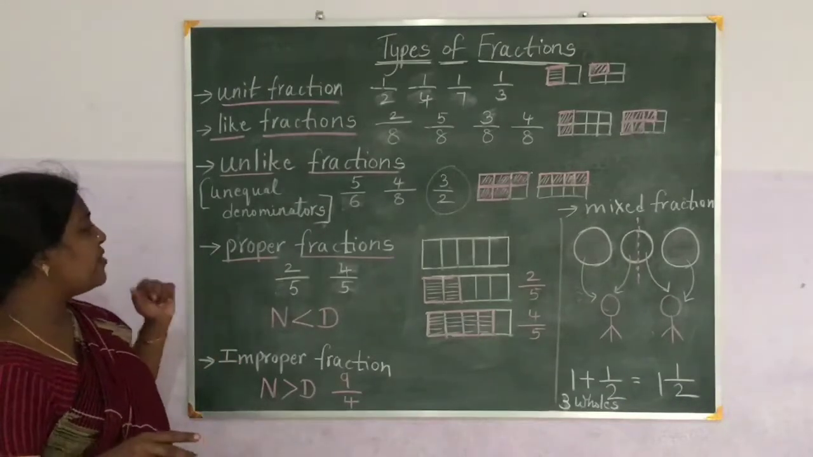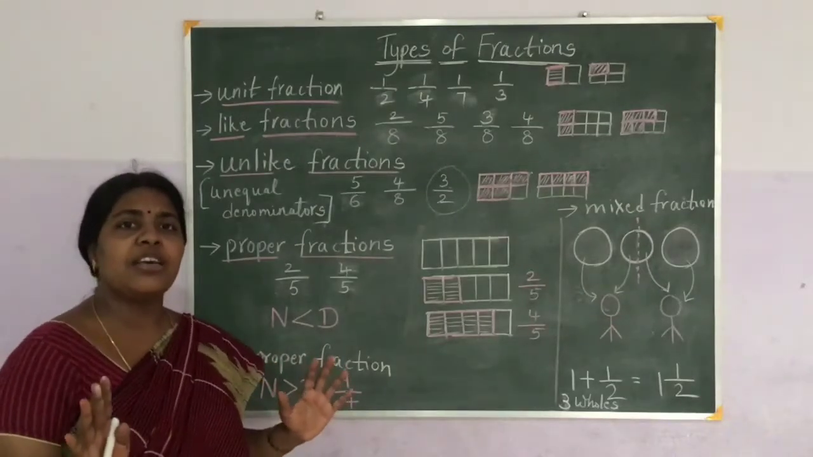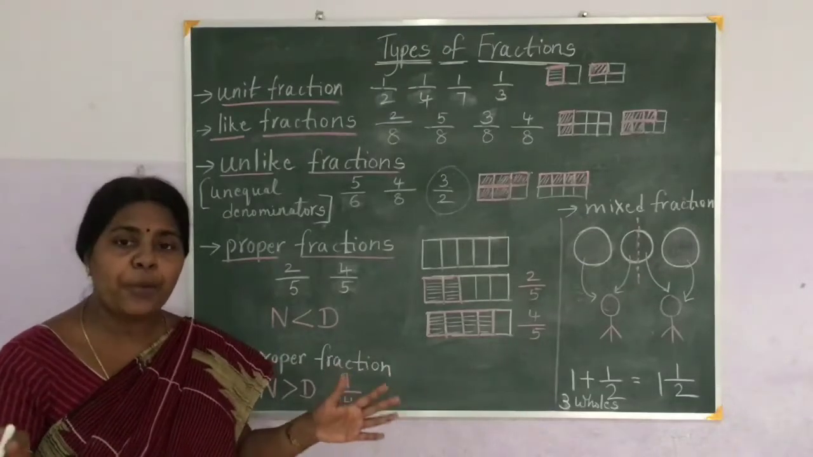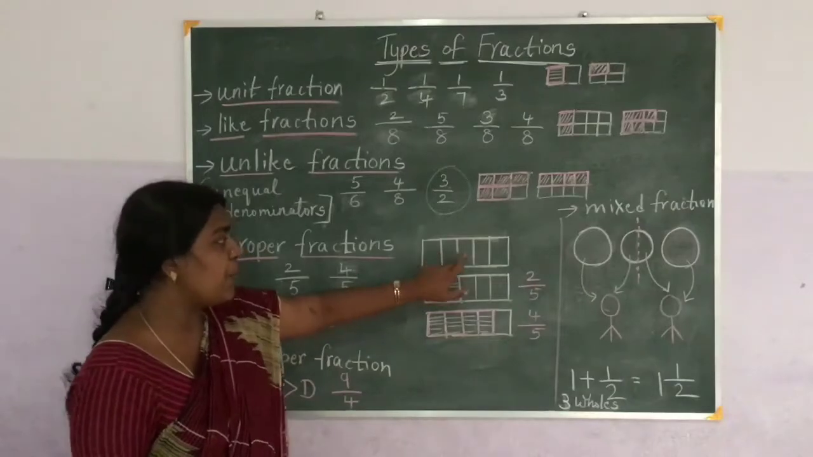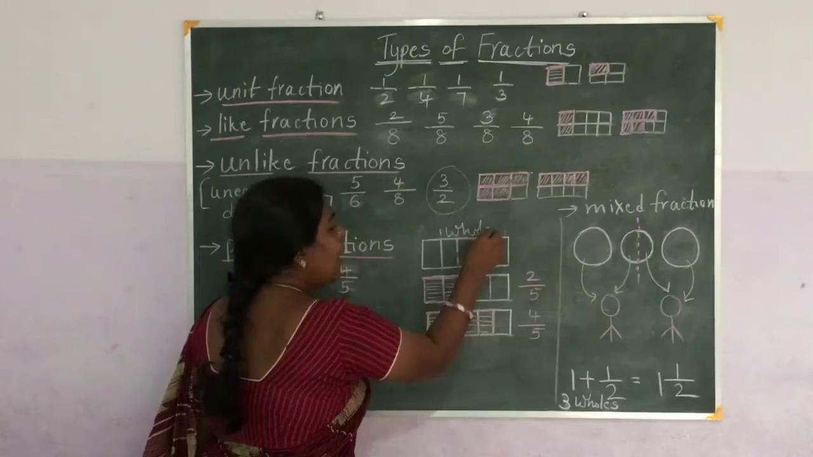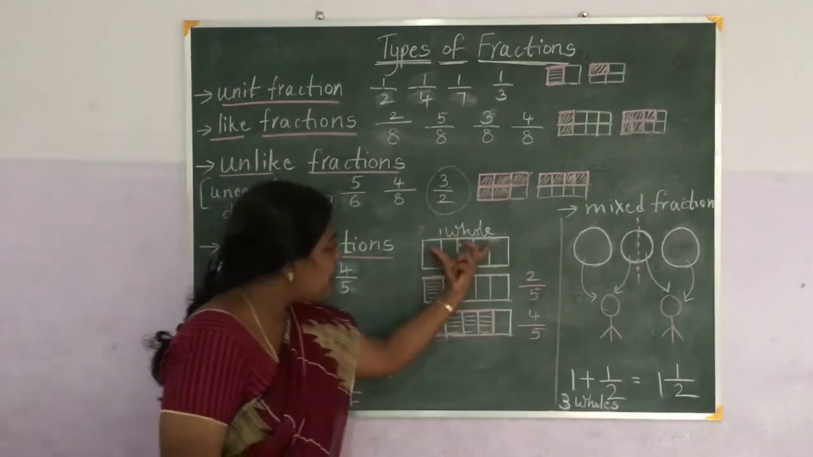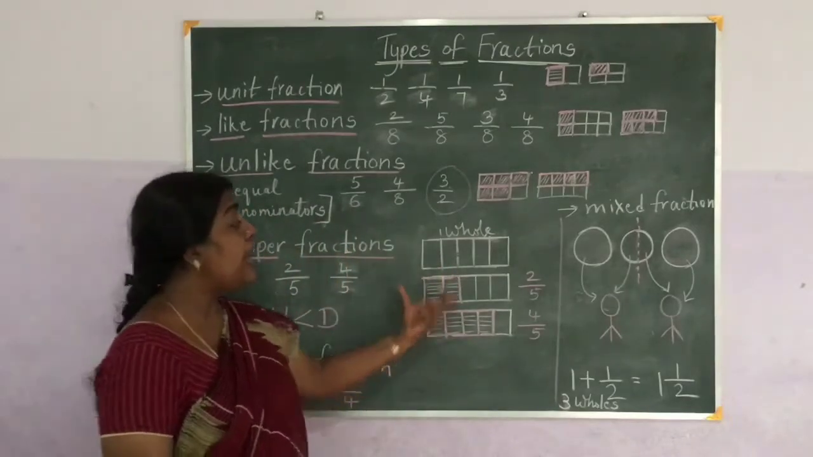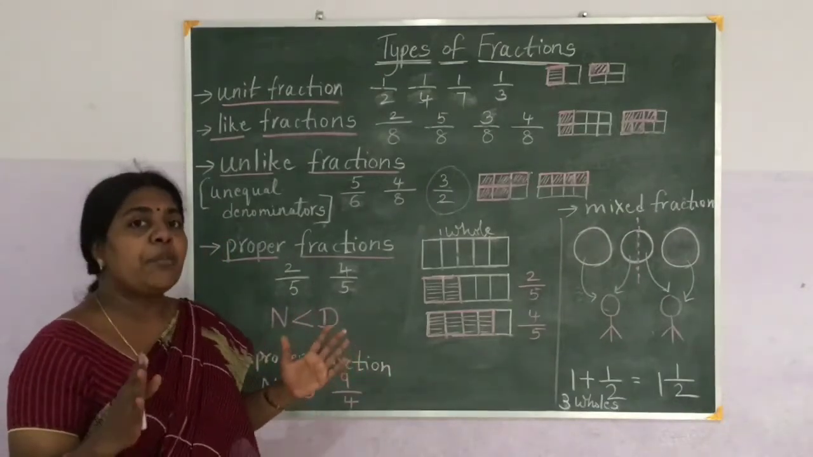Now coming to the next one, proper fraction. What is proper? Proper means sitting properly, that means it is good. So this is one whole. This one whole I divided into 5 equal parts. Now observe these. Suppose this is one chocolate, this is one chocolate, this is one chocolate. The 3 chocolates are of equal quantity, that means they can be divided equally.